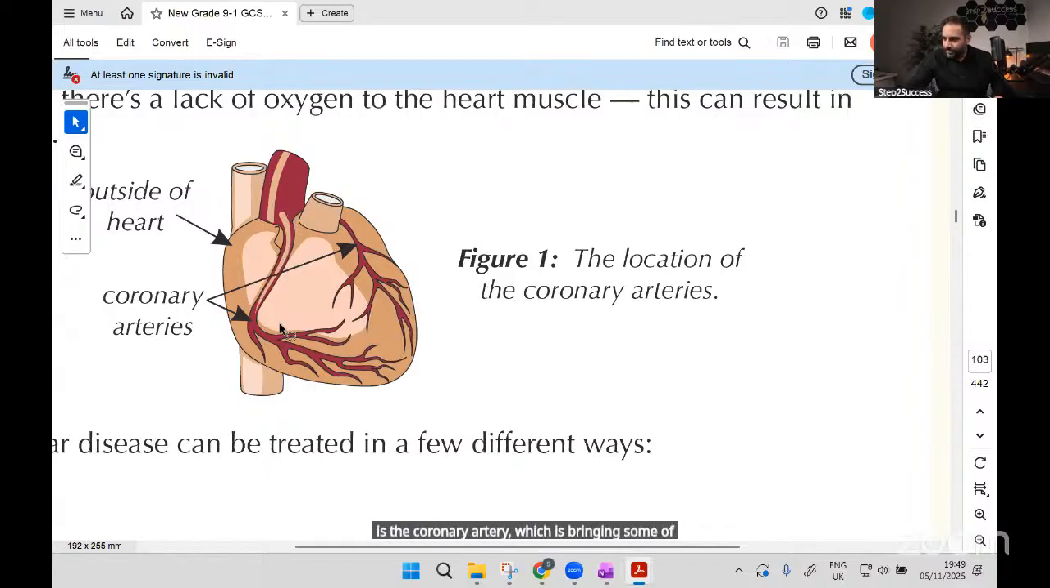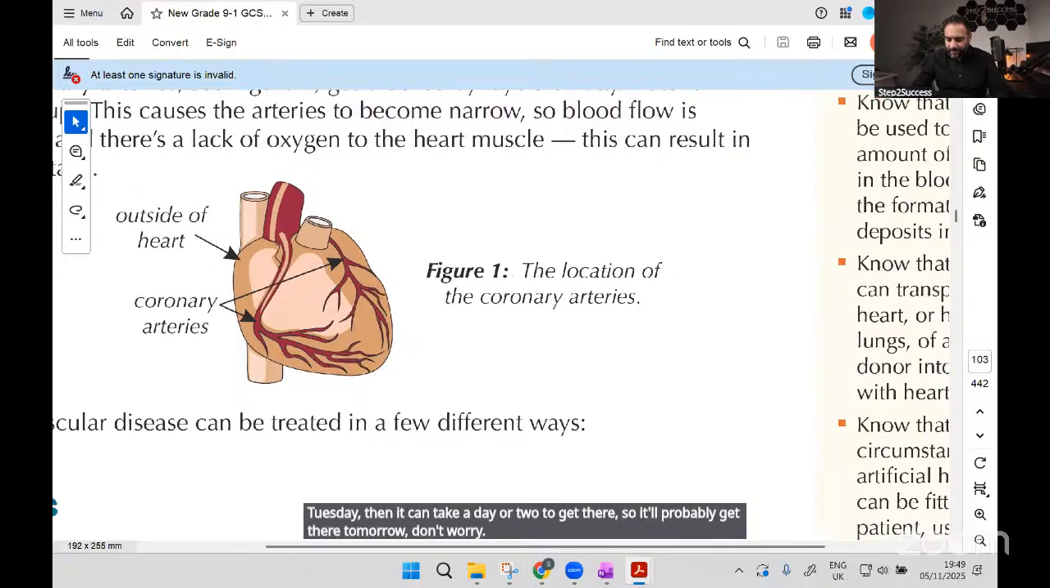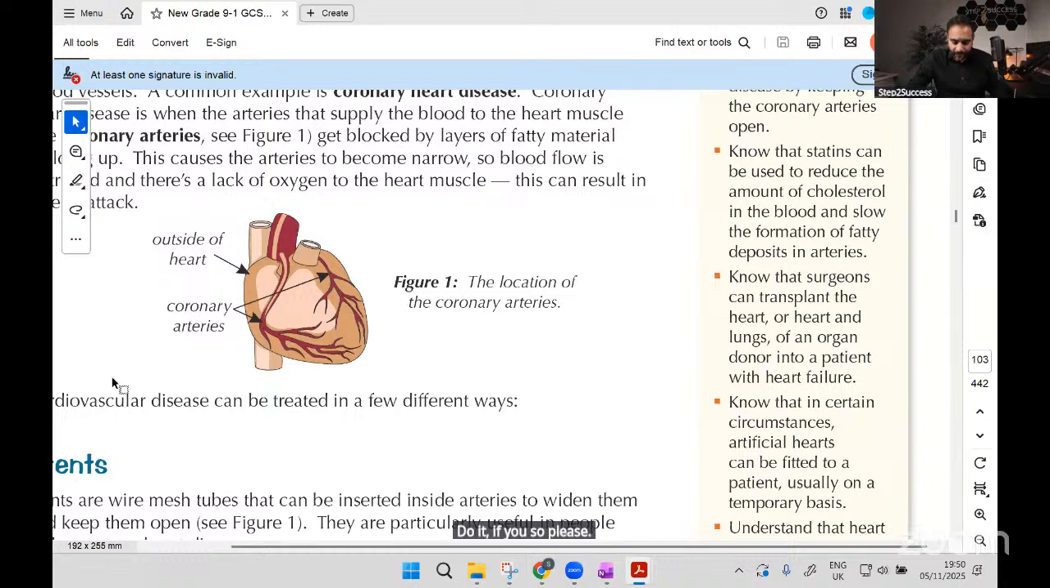Yes, it's Wednesday, so if it goes on like Monday, Tuesday, then it can take a day or two to get there. So it'll probably get there tomorrow. Don't worry. It's delayed sometimes. If you have any questions on it, you can ask me on the weekend. But also, you should have today, I think, possibly received an email with the notes and the homework in it anyway. So you can always do it if you so please.